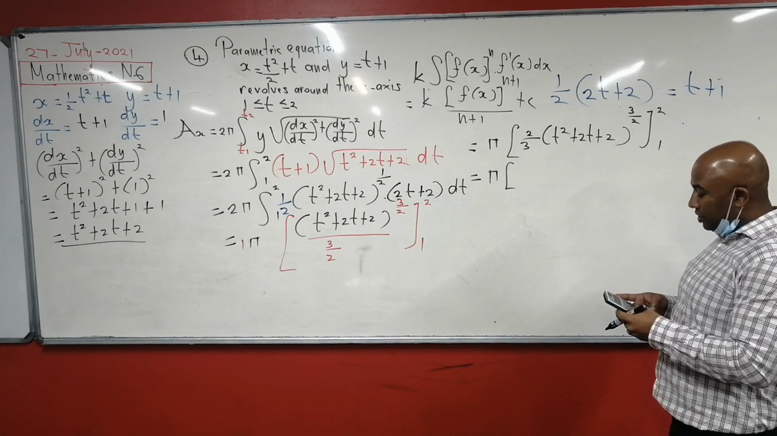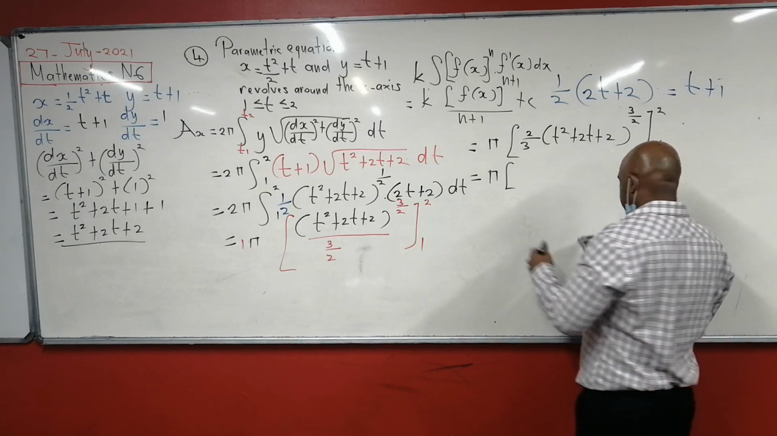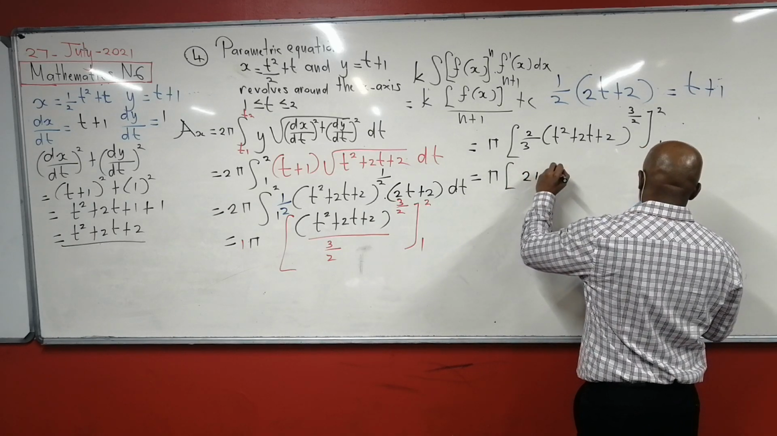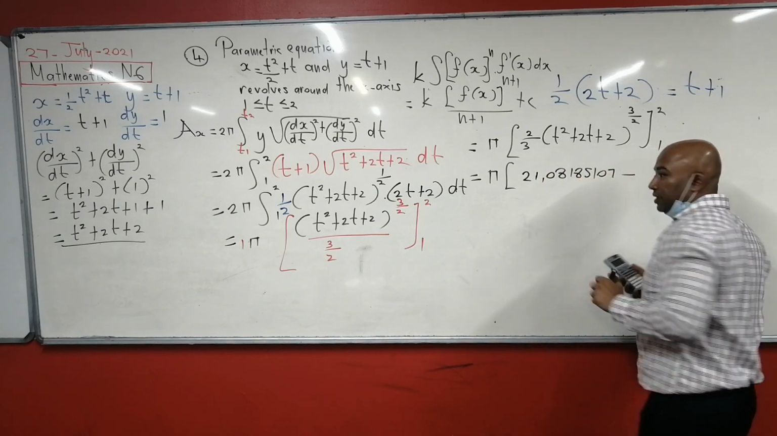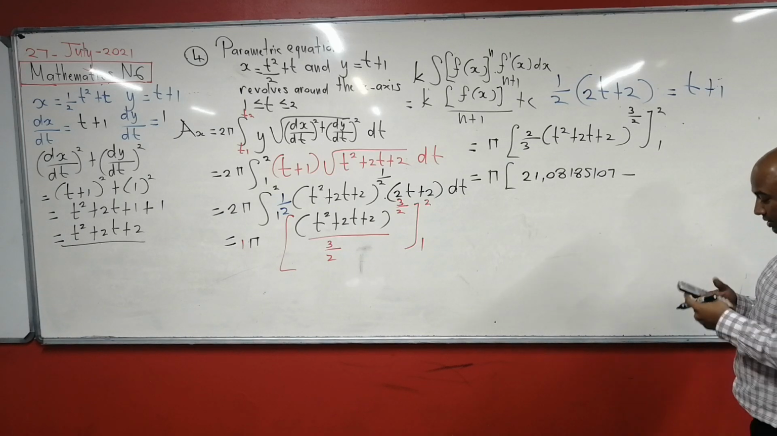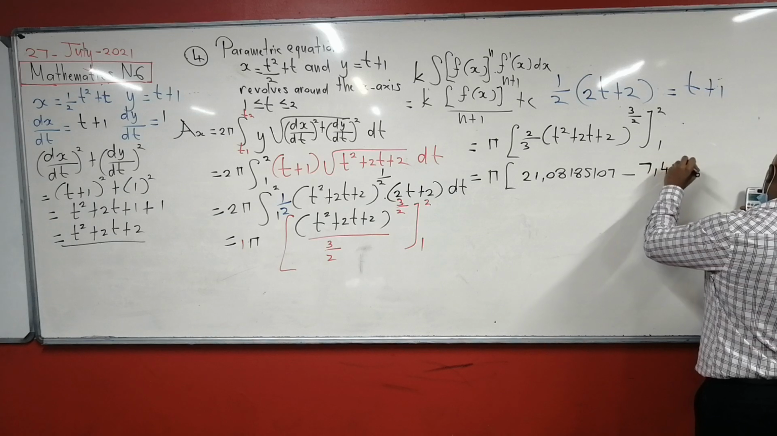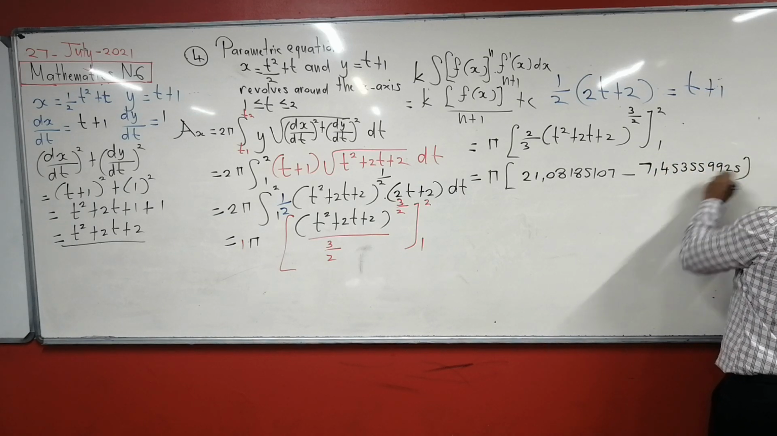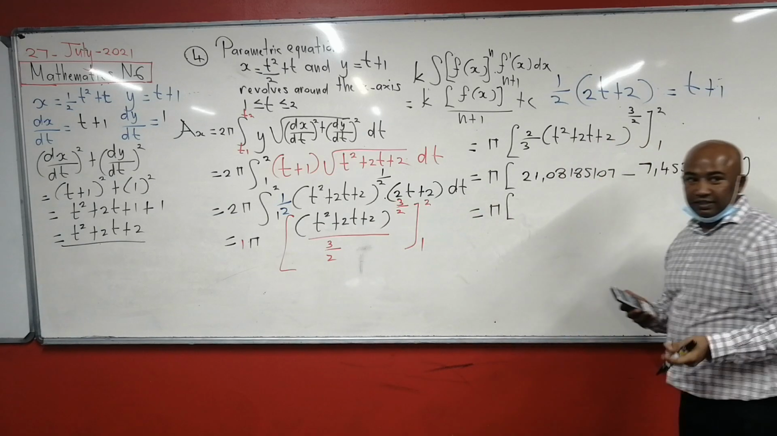So we'll substitute 2 first, and I get 21.08185107. Then I will substitute 1. I get 7.453559925. Are you getting the same thing?